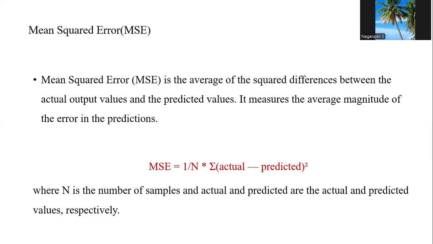The formula for calculating mean squared error is MSE equals 1 by n multiplied by sigma of (actual minus predicted) whole square, where n is the number of samples, and actual and predicted are the actual and predicted values respectively. Let's move on to a small example for understanding mean squared error.